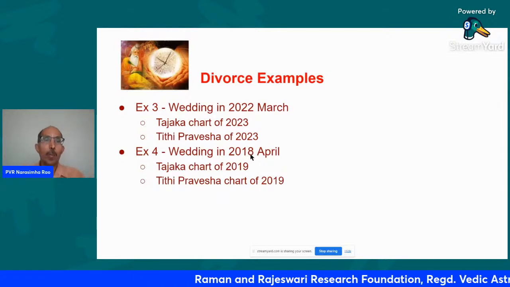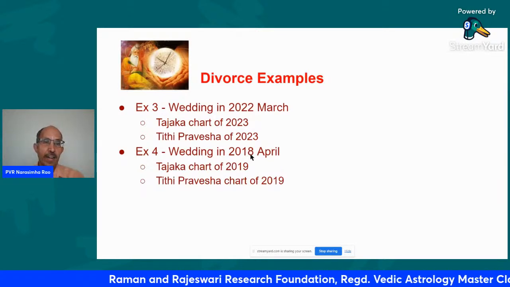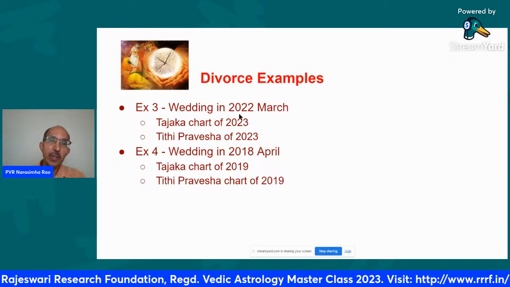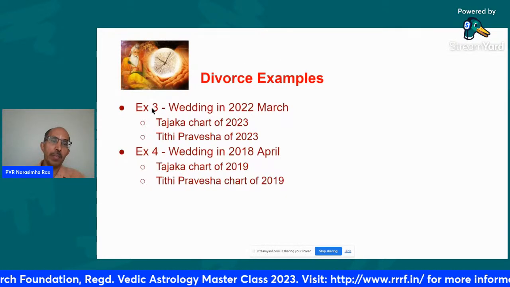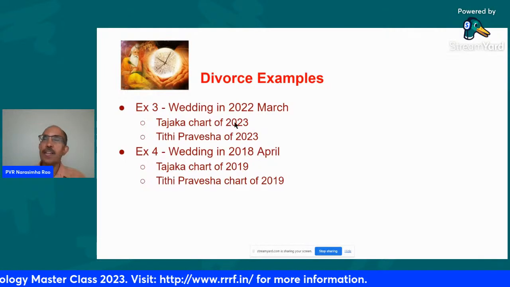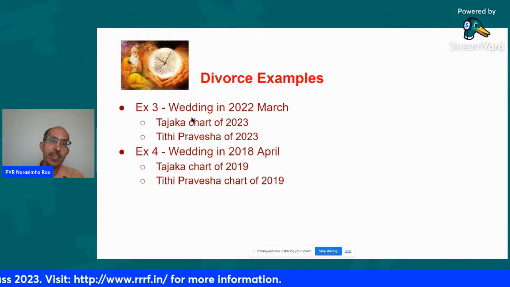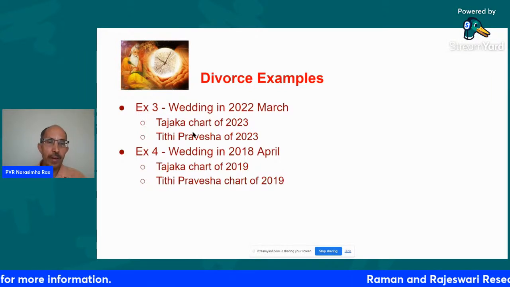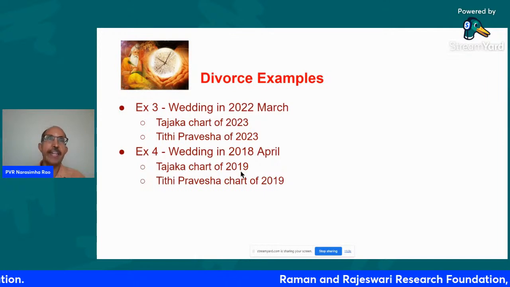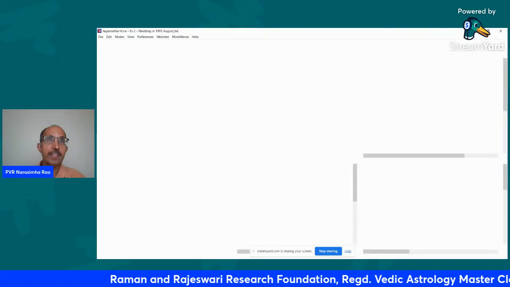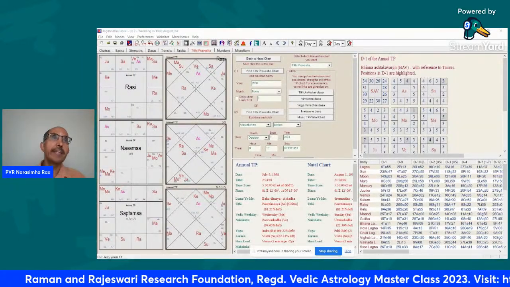I want to quickly show a couple of weddings that did not last long. A March 2022 wedding happened. This is example 3, and in example 4, a 2018 marriage happened, and in the next year itself, the marriage ended. So I'll show the Tajika and Tithi Pravesh charts of 2023 and 2019 respectively. So let me bring up those charts. Example 3.